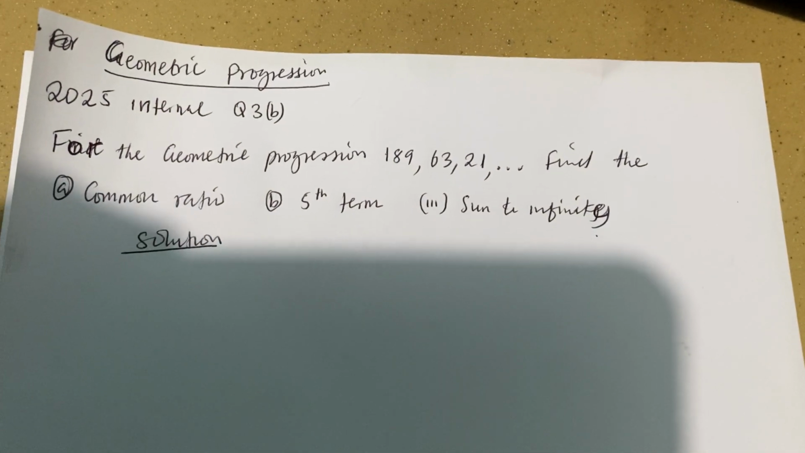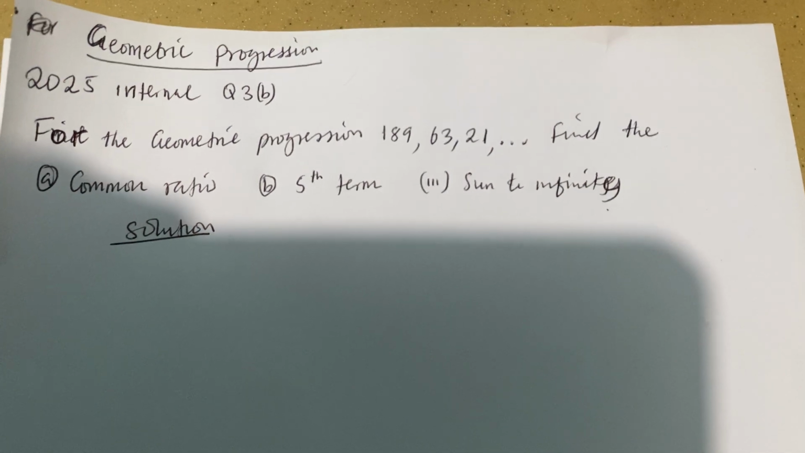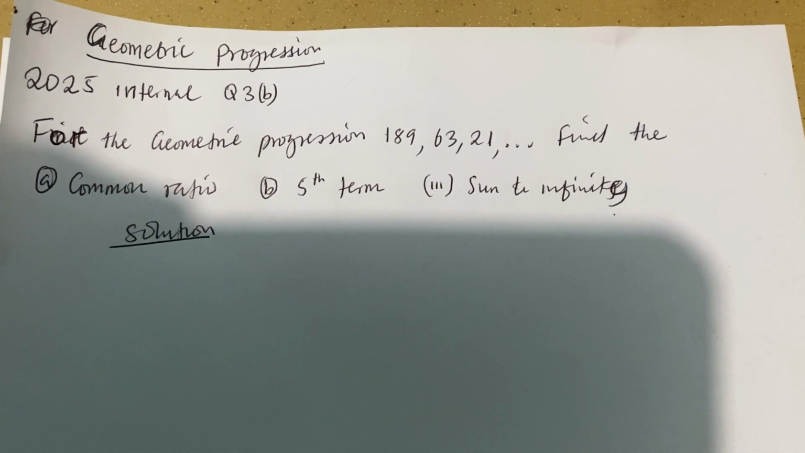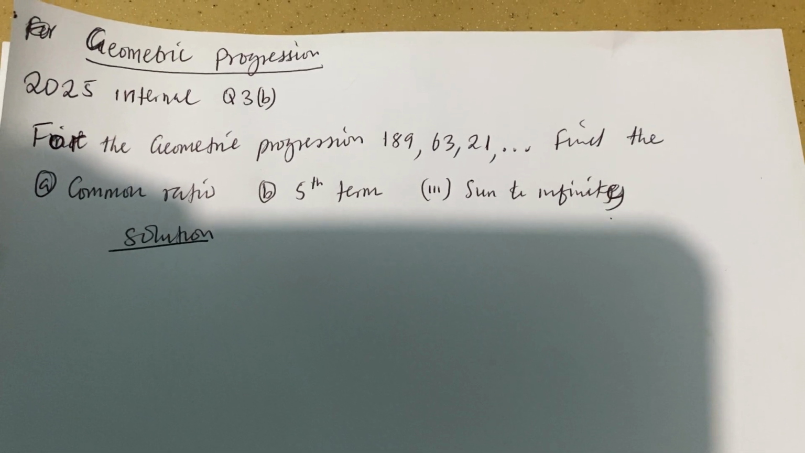Hello learners, let's try to answer this question which is coming from 2025 internal. The question says for the geometric progression 189, 63, 21, dash dash dash, find the common ratio.